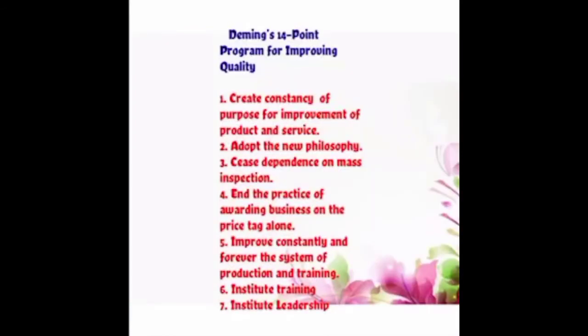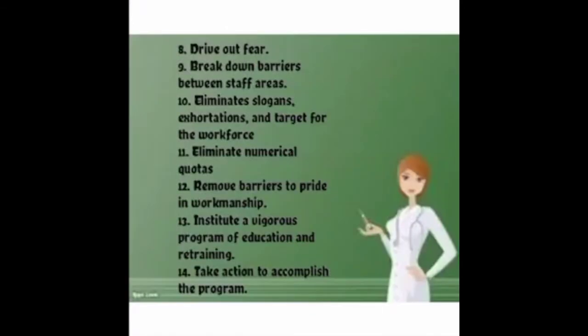These are Deming's 14-point program for improving quality. Create constancy of purpose for improvement of product and service. Adopt the new philosophy. Cease dependence on mass inspection and the practice of awarding business on the price tag alone. Improve constantly and forever the system of production and training. Institute training. Institute leadership. Drive out fear.